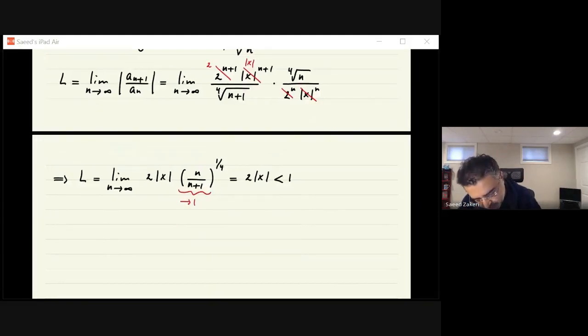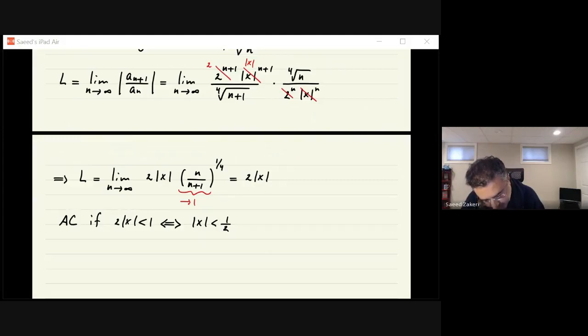Let me write it this way. That's my L, and L depends on the size of x. So I can say that I have absolute convergence if 2 absolute value of x is less than 1. Remember, that was my L. But what's the meaning of that? 2 absolute value of x being less than 1 means absolute value of x is less than 1/2. That means the distance between x and 0 is less than 1/2. So that happens if and only if x is in the interval from -1/2 to 1/2.